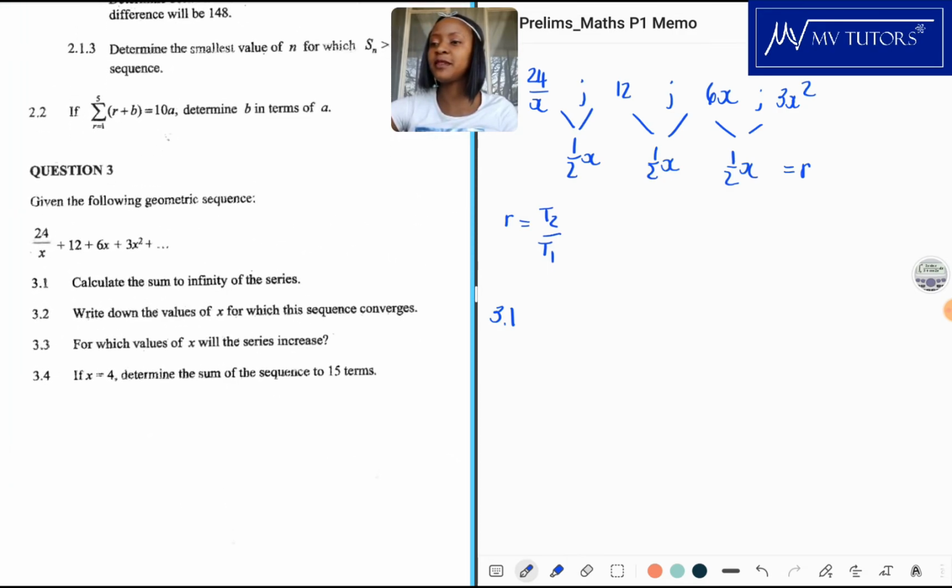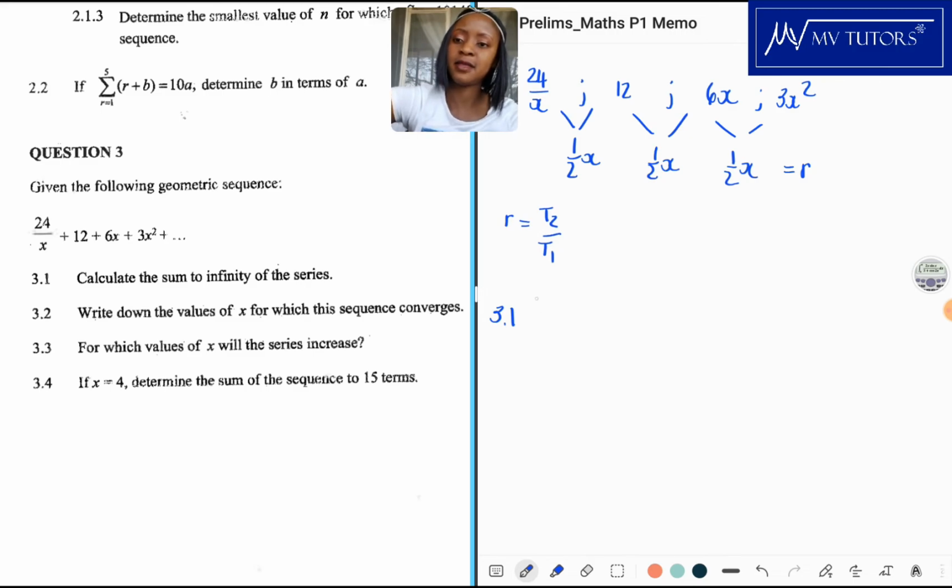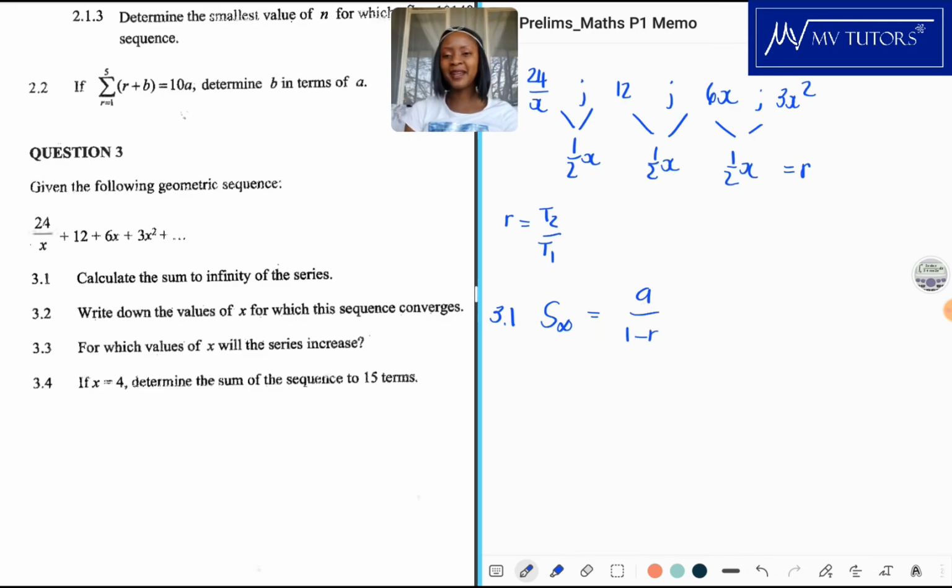So the sum to infinity of a series is a over 1 minus r. Is it 1 minus r or r minus 1? Let me just check with my notes. Where's the sum to infinity? 1 minus r. Okay. And the condition is that r should be between -1 and 1. So now, calculate the sum to infinity.